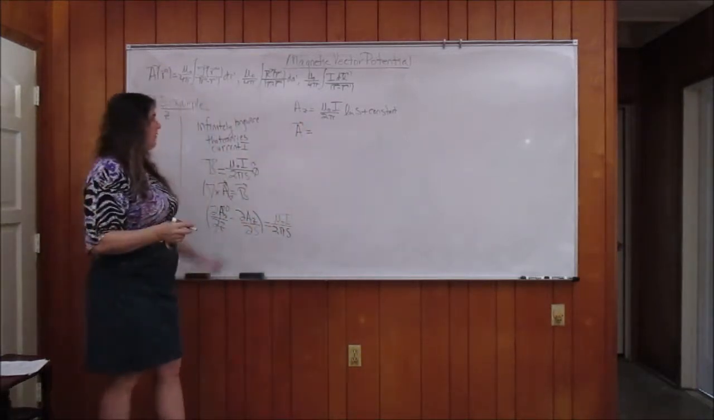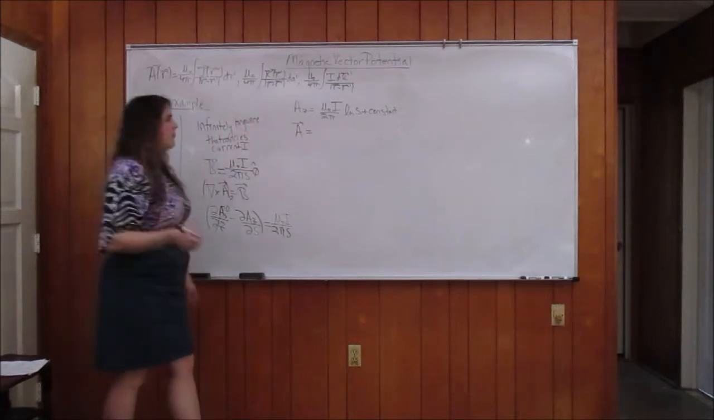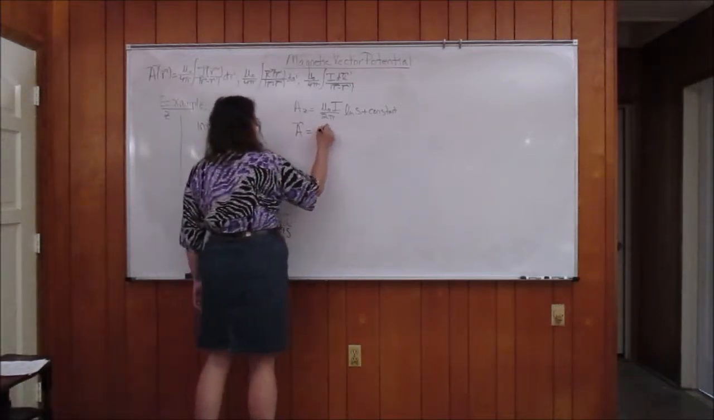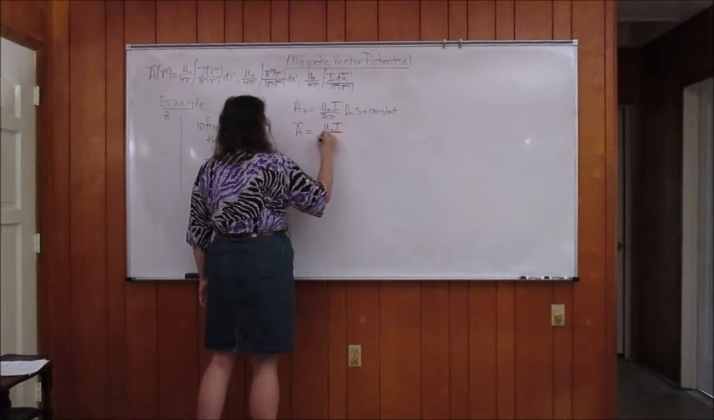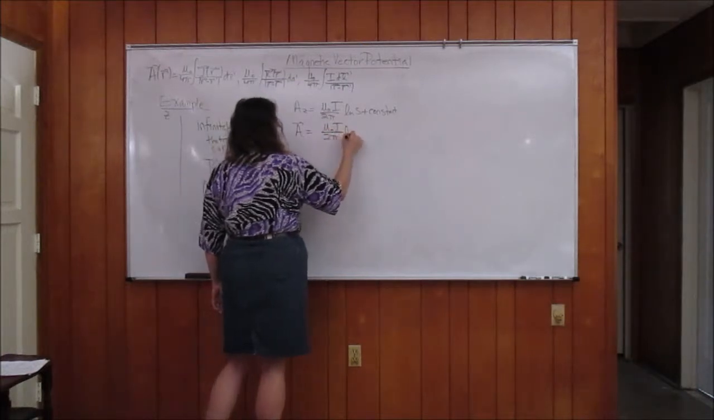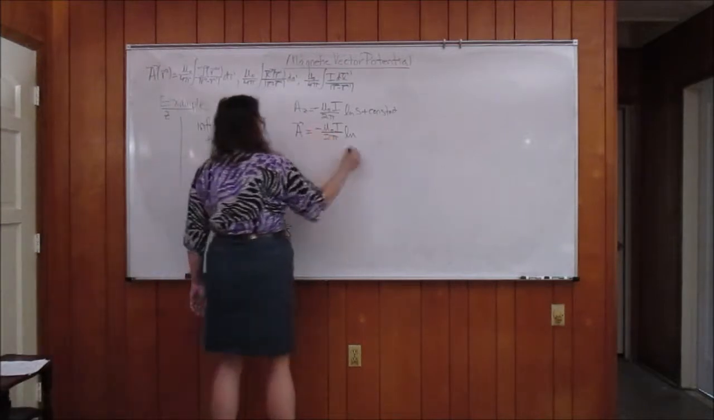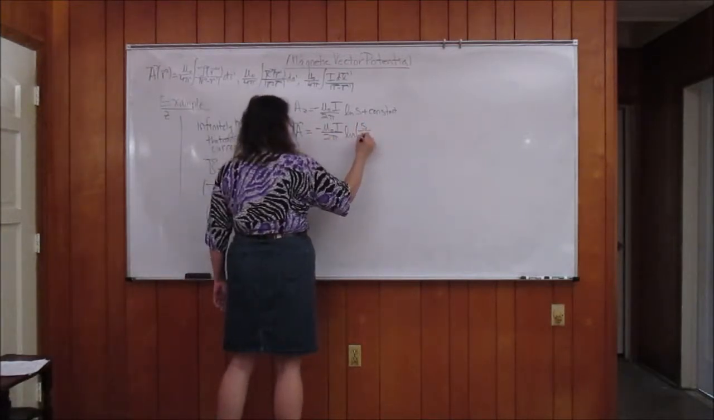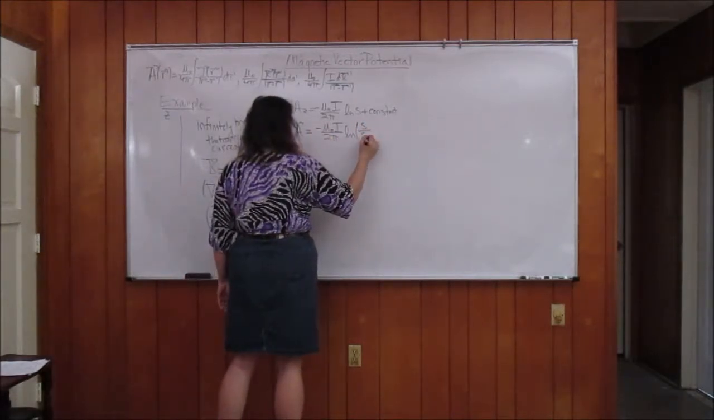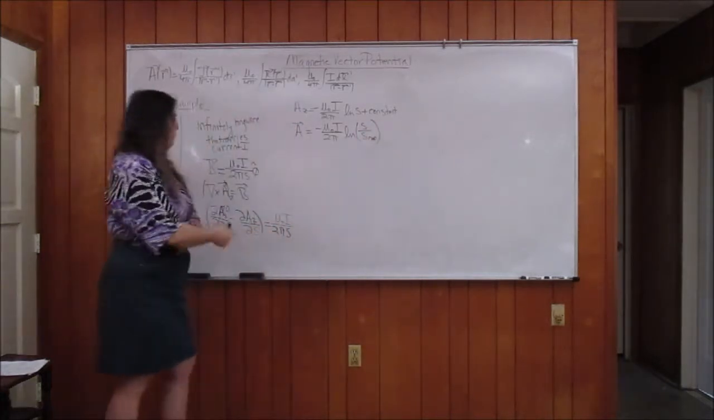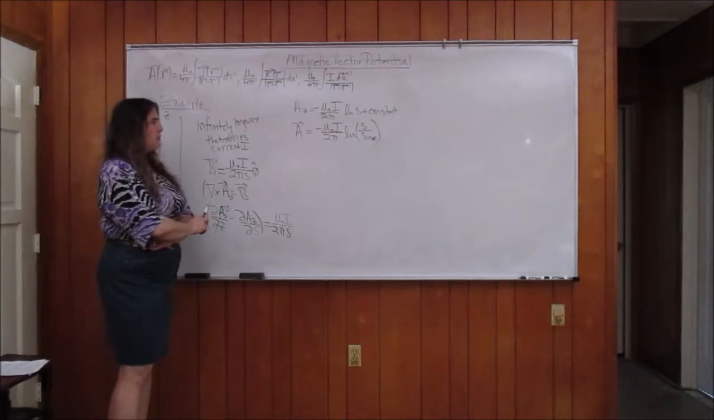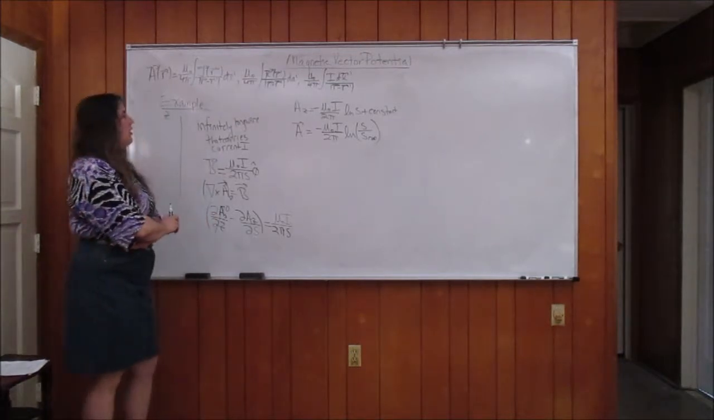And I'll pick my constant such that A vanishes at some arbitrary point in space. So we'll say mu naught I over 2 pi natural log, and I'm going to leave out the minus sign there, of s over some reference, okay? And that's the magnetic vector potential due to an infinitely long wire.